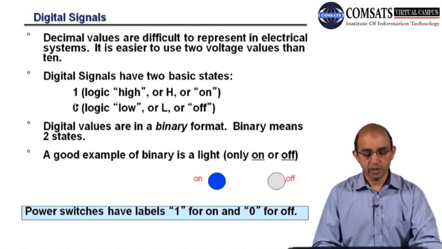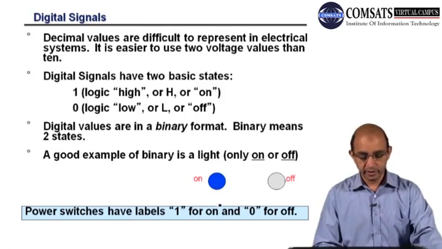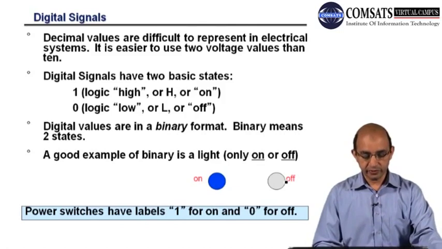We have one, which we normally call high in logic, or H, or on. For 0 we have logic low, or L, or off. So they are in binary formats. Binary 2. A good example is that we can have a light on and off: here we have on, and here on the right hand side we have the off. We can also have power switches, so on and off.